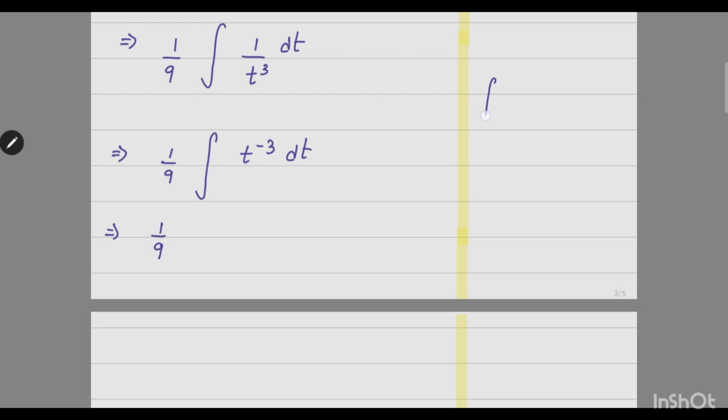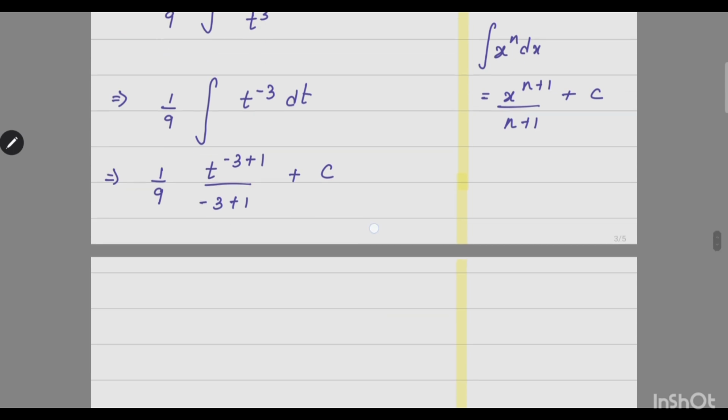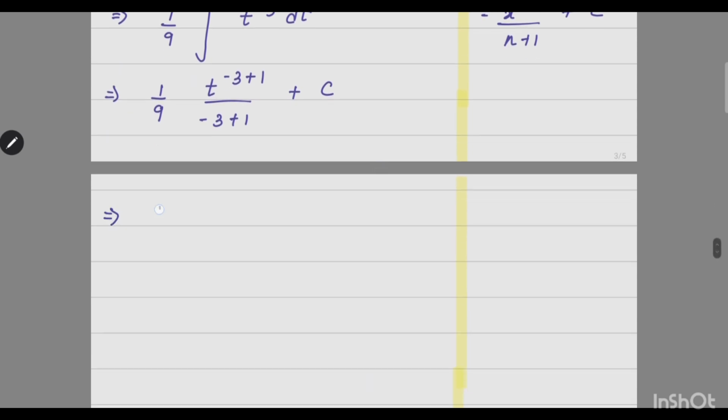Now this is in the form of x^n dx, which is nothing but x^(n+1) divided by (n+1) plus c. So this will be t^(-3+1) divided by (-3+1) plus c. So this implies 1/9 t^(-2) divided by -2 plus c. Again this implies minus 1/(9 times 2), which is 18, t^(-2) plus c.